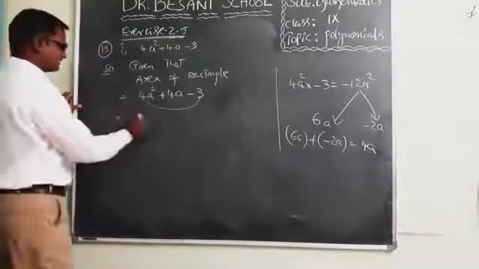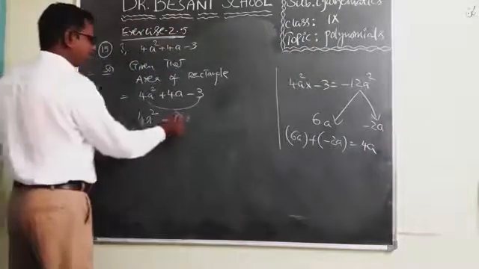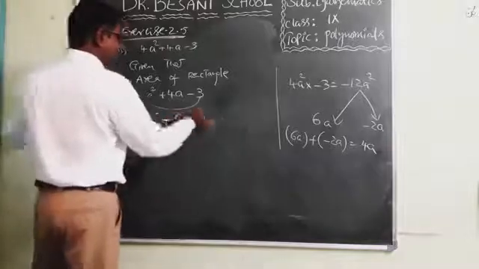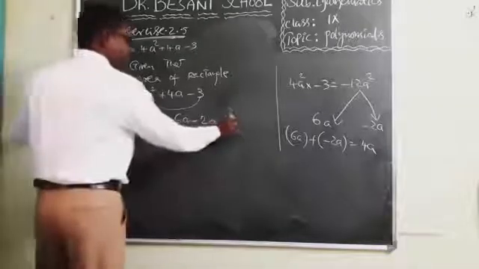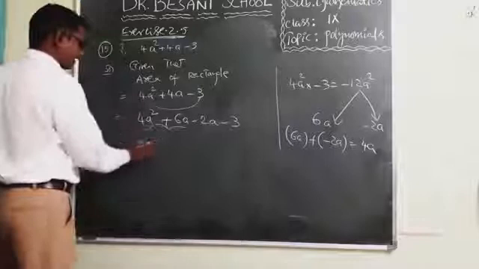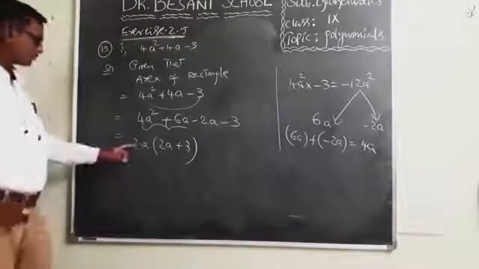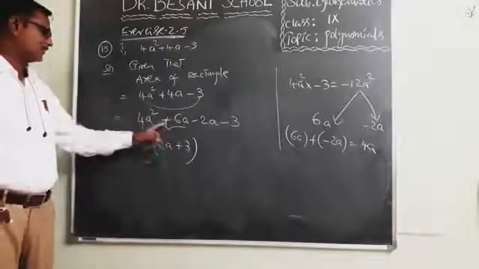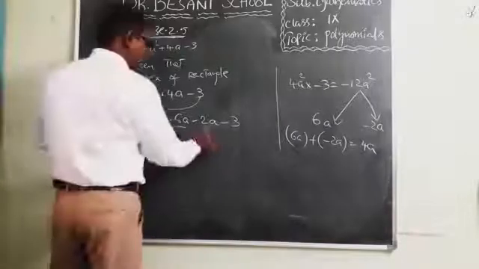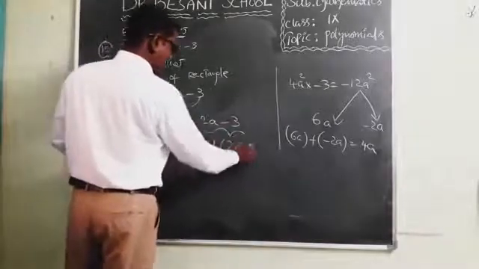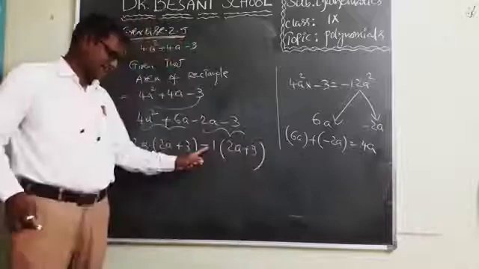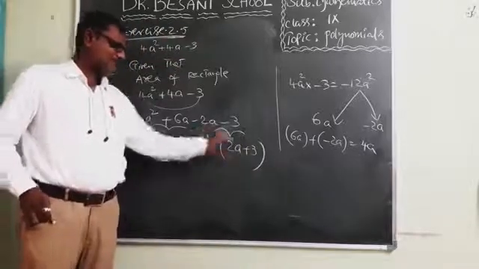So we can factorize this one. 4a square, this can be written as 6a minus 2a, that is 4a. It is minus 3. Now from these two we can take common 2a. One more 2a is there, plus 3. Why? Because 2a into 2a is 4a square, plus 2a into 3 is 6a. From these two we can take only minus 1. Then you get again 2a plus 3. Why? Because minus 1 into 2a is minus 2a. Minus 1 into plus 3 is minus 3.